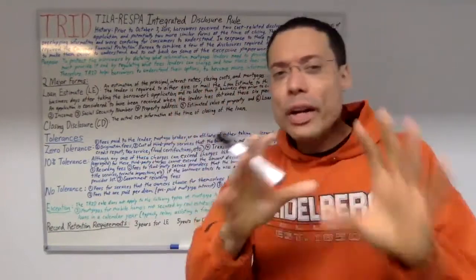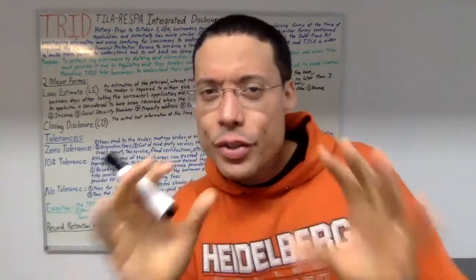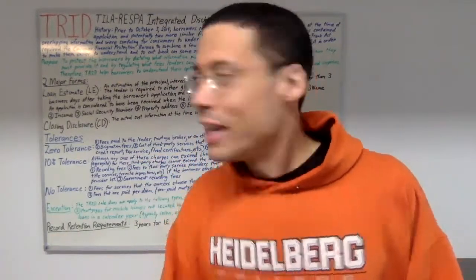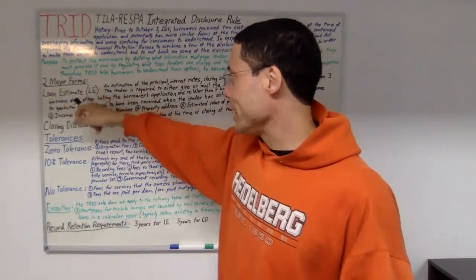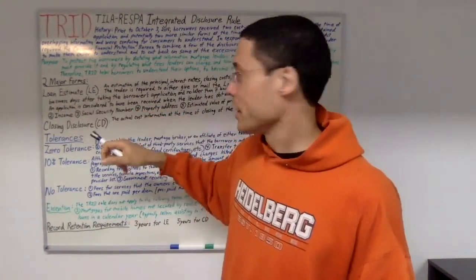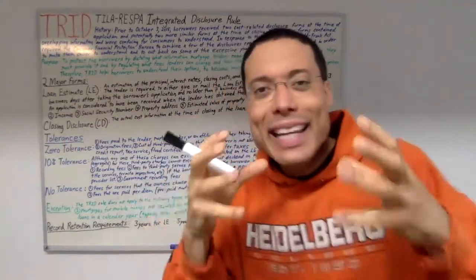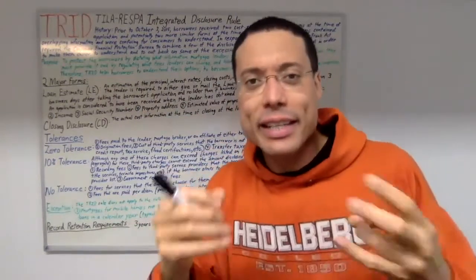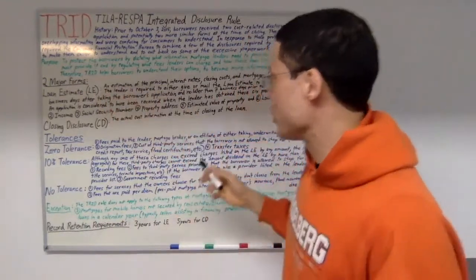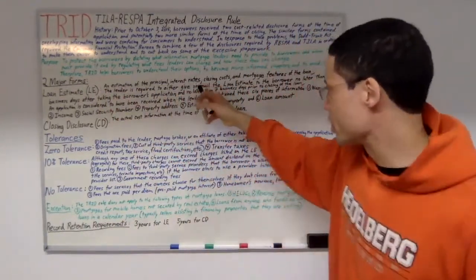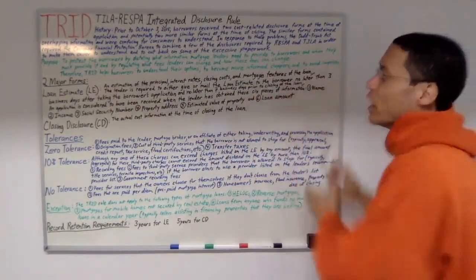Now, what are the 2 major forms of TRID? The 2 major forms are the LE and the CD. The LE, which means the loan estimate, and the CD, which means the closing disclosure. Now, what is the LE? What is the loan estimate? Well, the loan estimate is an estimation of the principal, interest rates, closing costs, and mortgage features of the loan.